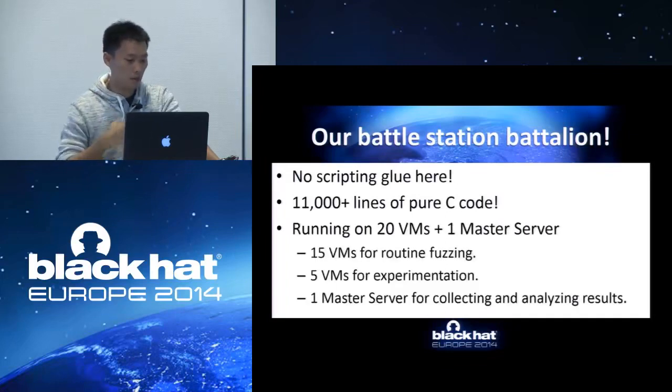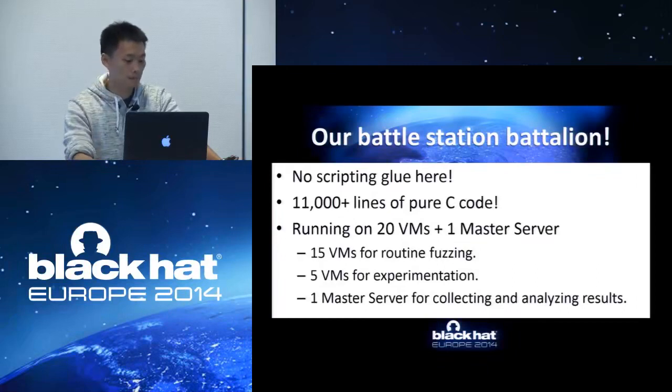And we have 20 VMs and 1 master server. 15 VMs are for routine fuzzing, and 5 of them are for experimentation, because we always have new ideas or new pairings we would like to try. We will run those on the experimentation VMs.